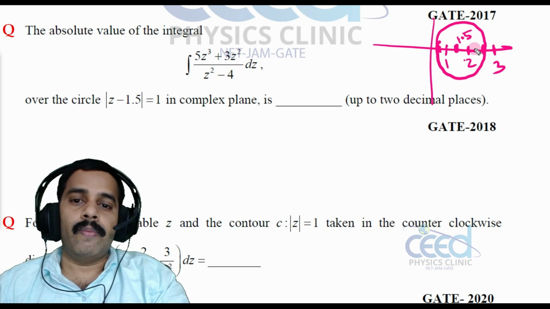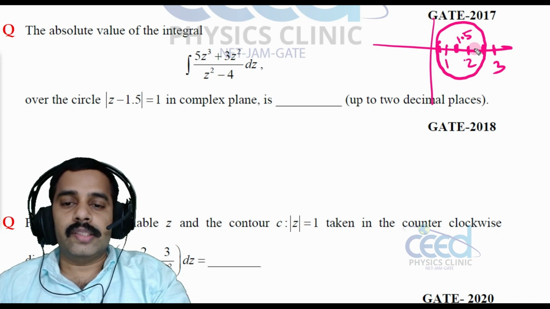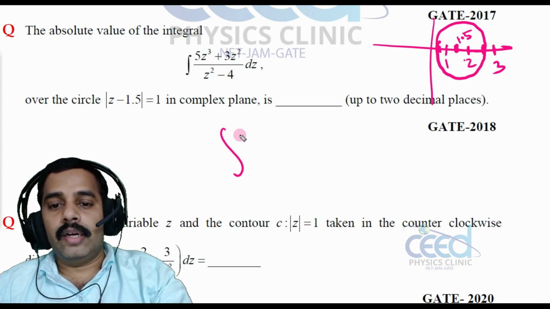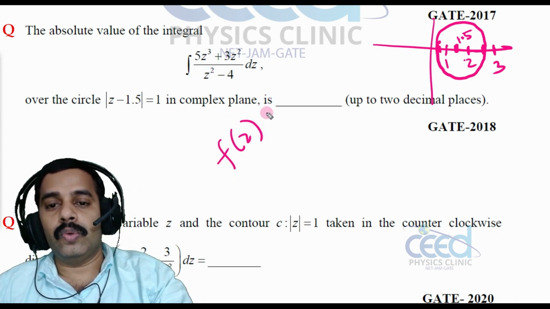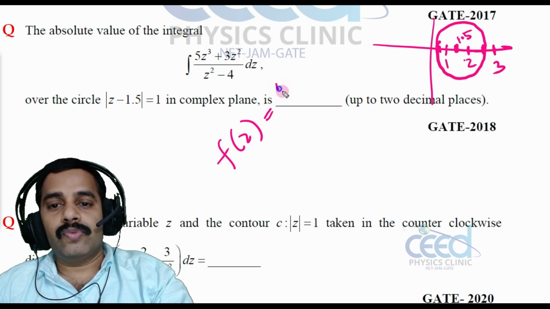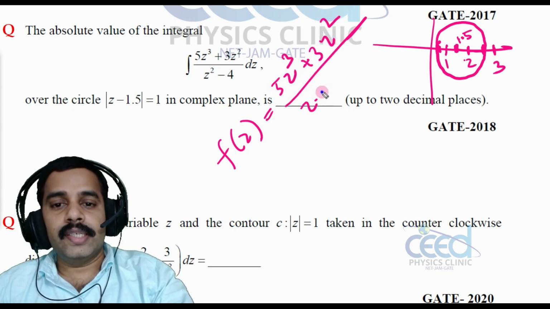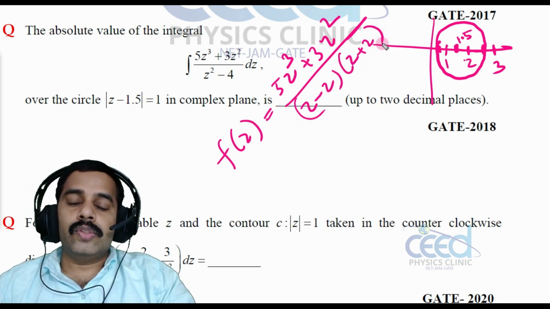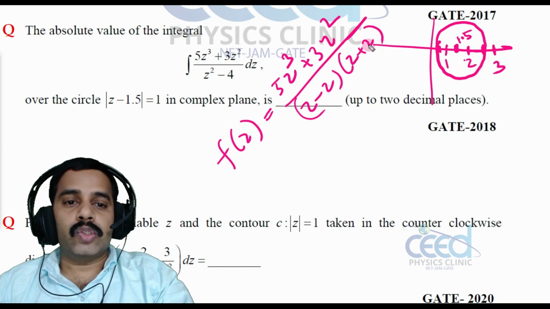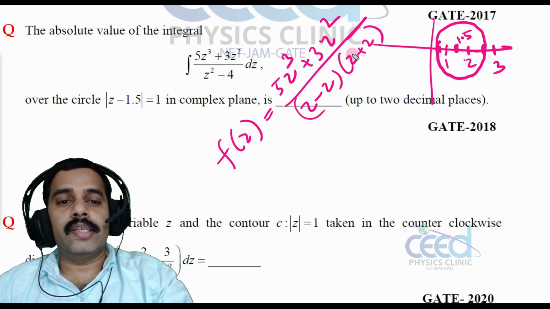This is a circle. So if you are looking at this case, here the integral of f of z, let me come to f of z. f of z is equal to 5z cube plus 3z square divided by z minus 2 into z plus 2. All right. So what are the poles? The pole here is minus 2.